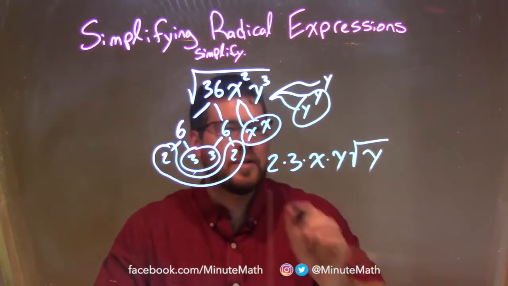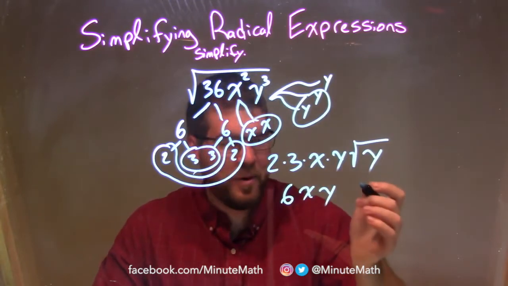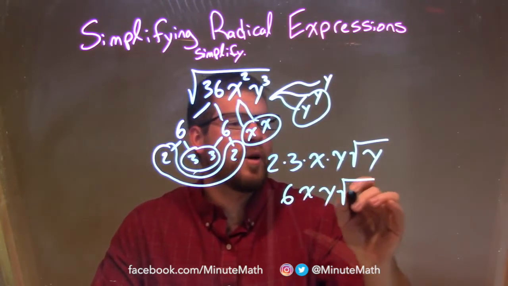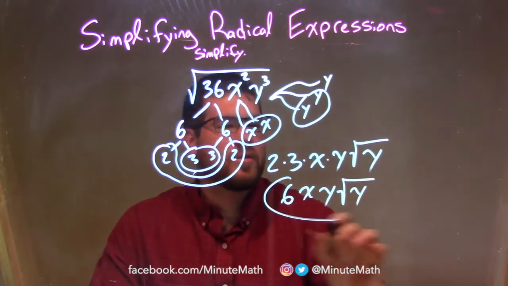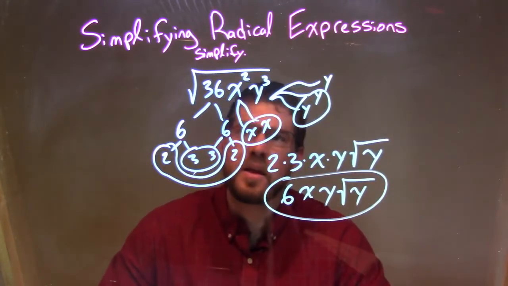Now we just simplify. 2 times 3 is 6. X times y is xy, or x times y. It really doesn't change anything. And the square root of y right there. And that, folks, is my final answer, 6xy, square root of y.